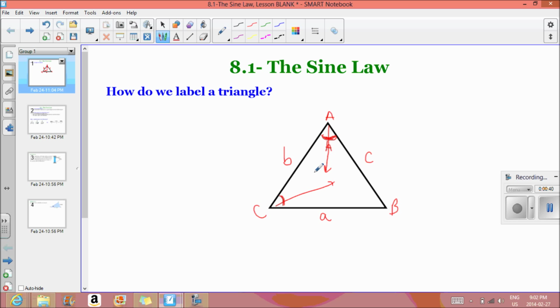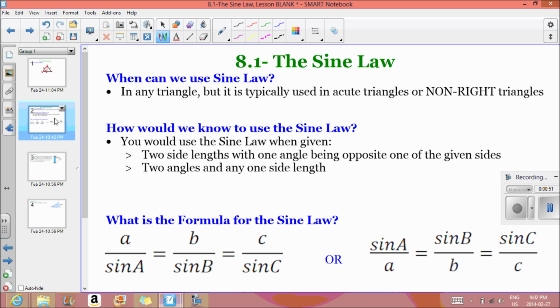So when we talk in 8.1 and 8.2 about labeling our triangle, no matter what the letters, the capital letters are the angles and the opposite sides are the lowercase, which represent the side length. So when do we use the sine law? We typically use the sine law in acute triangles, and what that means is they're triangles that do not have a right angle. So the sine law, which is this video, and the next one, which is cosine law, we use these laws when we're using acute or non-right angle triangles.